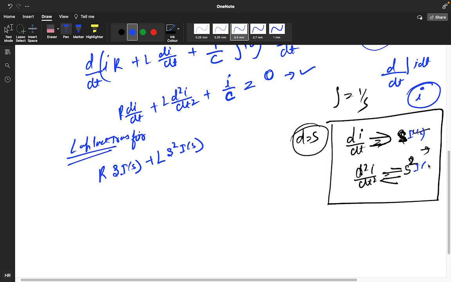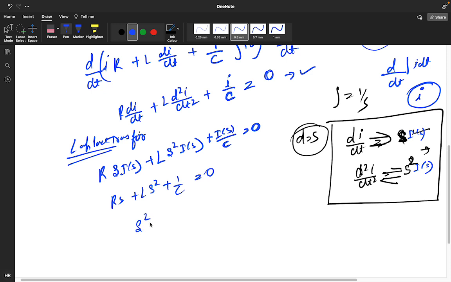I of s will become I of s by c is equal to 0. We did the Laplace transform. Now take I of s common and make it equal to 0. So you will get Rs plus Ls square plus 1 by c is equal to 0.